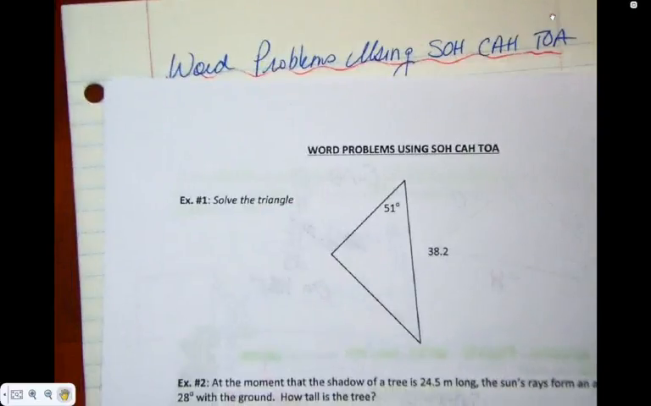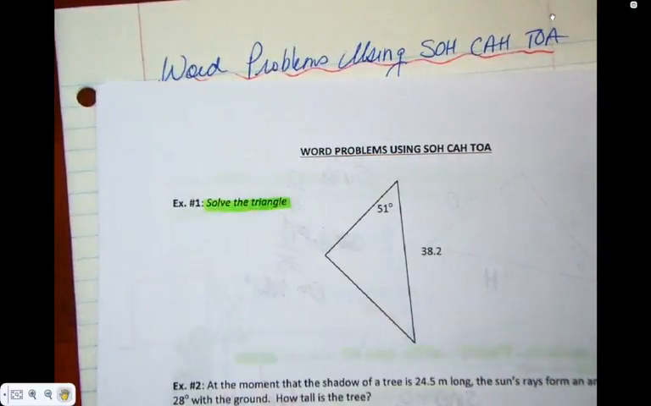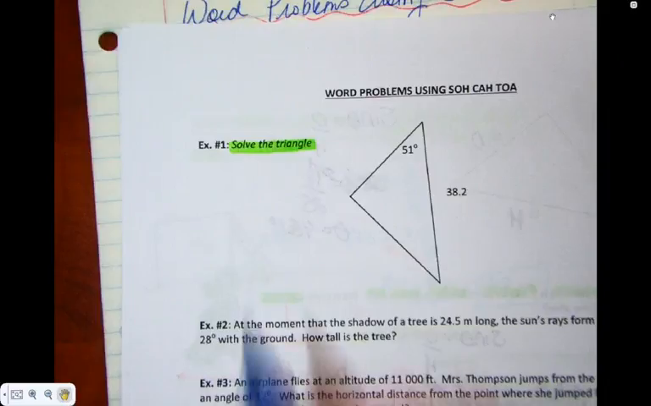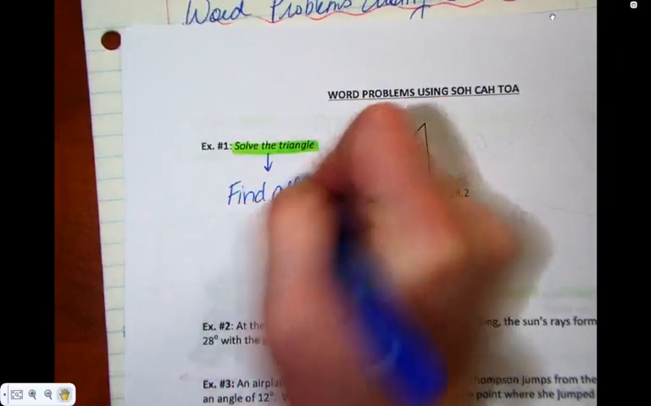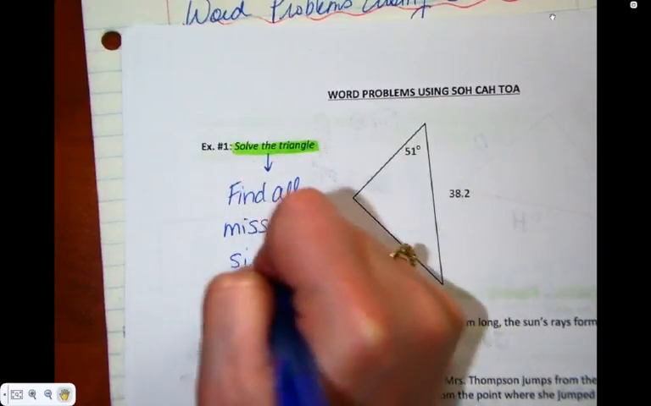Not a word problem, but we need to talk about what "solve the triangle" means, because sometimes people are like, what? Solve for what? There's no x, there's no variable. So what do you think "solve the triangle" means when there's nothing marked down? Just that one side? Everything. So solve the triangle means find all missing sides and angles.